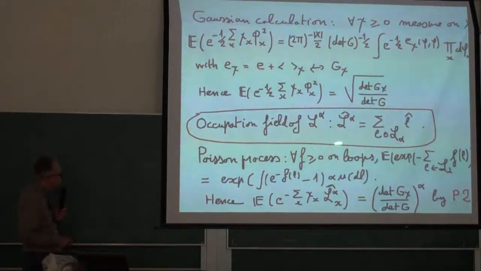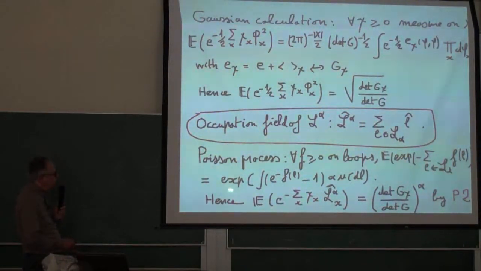This is just a little generalization of the formula for the Laplace transform of a Poisson variable. Now you apply this to f of L being the sum in x of chi x times L hat of x, where L hat is the occupation field. So this is a function of L, and I take the sum on all loops of L alpha. The sum in x is in my function.